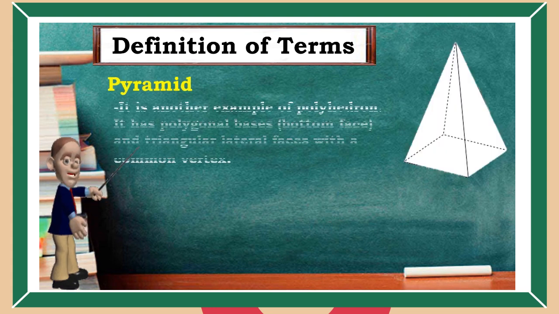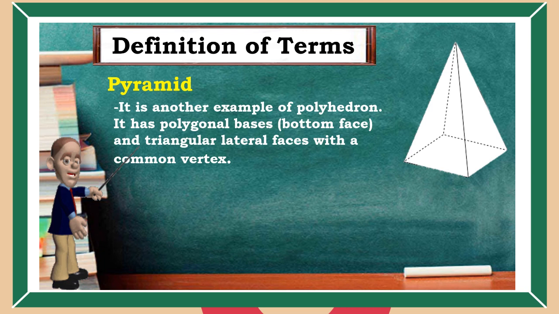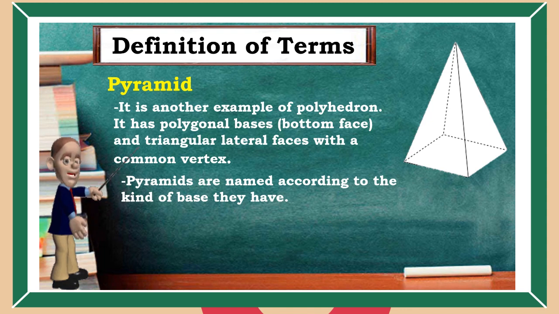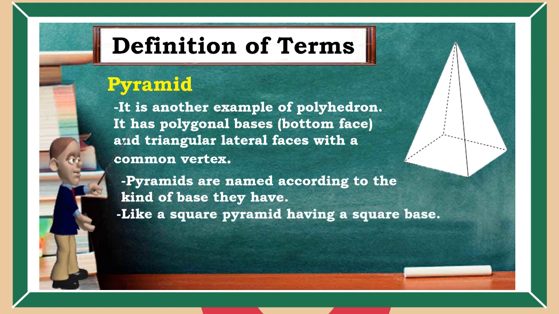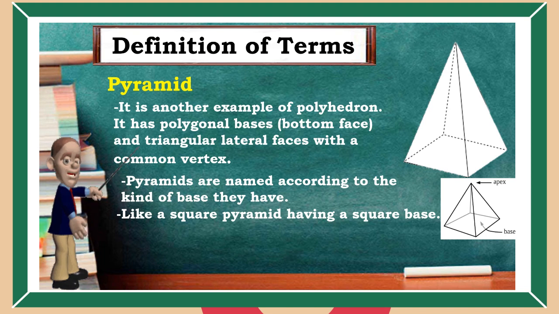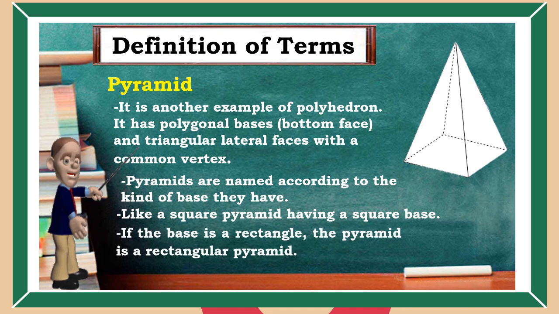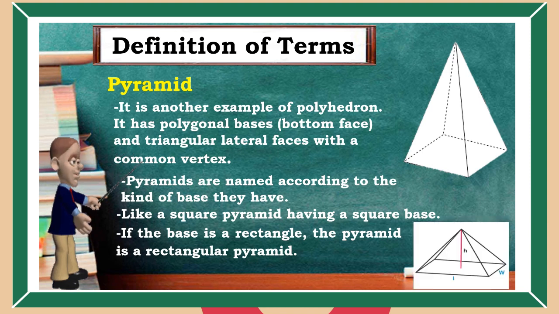Pyramid. It is another example of polyhedron. It has polygonal bases and triangular lateral faces with common vertex. Pyramids are named according to the kind of base they have. Like a square pyramid having a square base. If the base is rectangle, the pyramid is a rectangular pyramid.